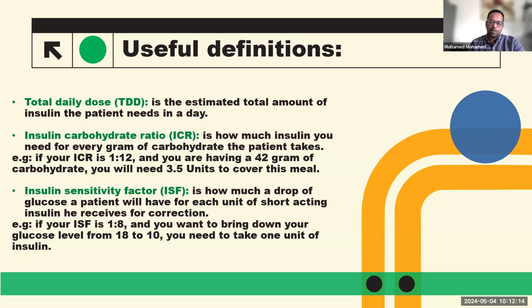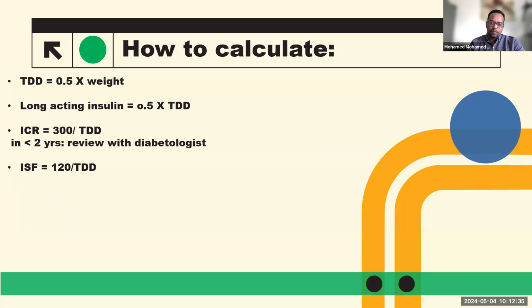So in a drug chart, if you open any insulin drug chart for a child who's having insulin pens or insulin injections, you'll find the insulin prescribed as ICR, ISF, and long-acting. And bear in mind the ICR and the ISF, the carbohydrate ratio and the sensitivity factor, these are bolus or short-acting insulins. So how do we calculate them? These are all estimates, bear in mind.